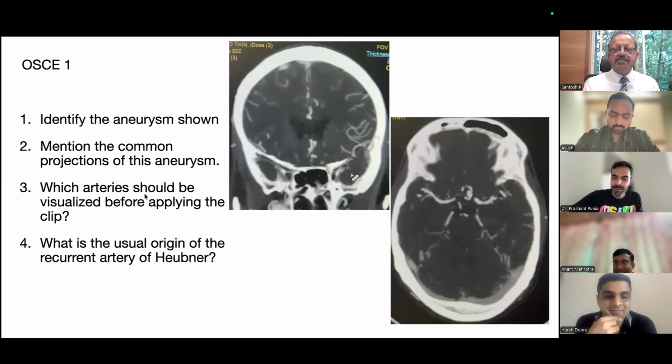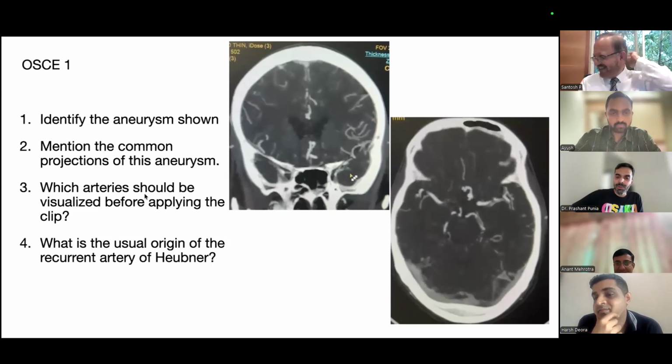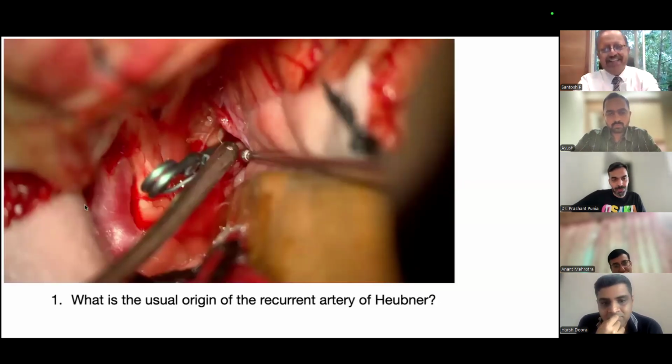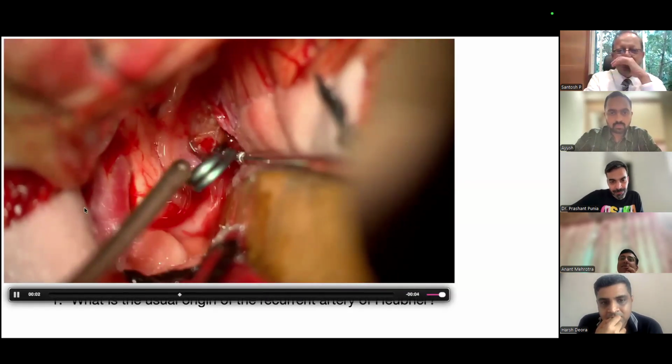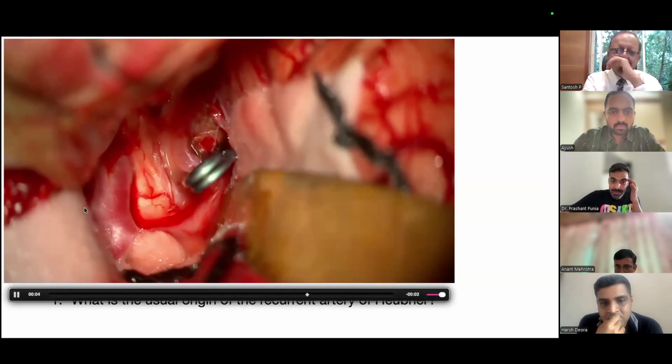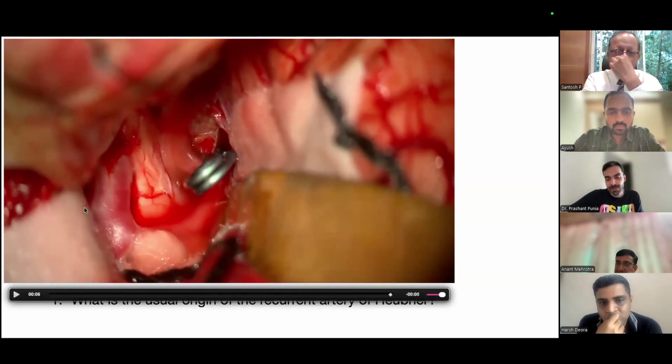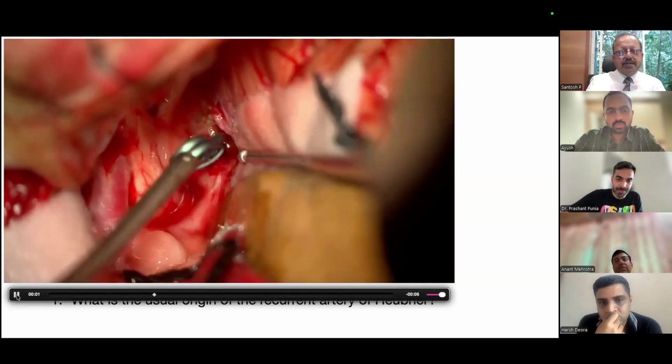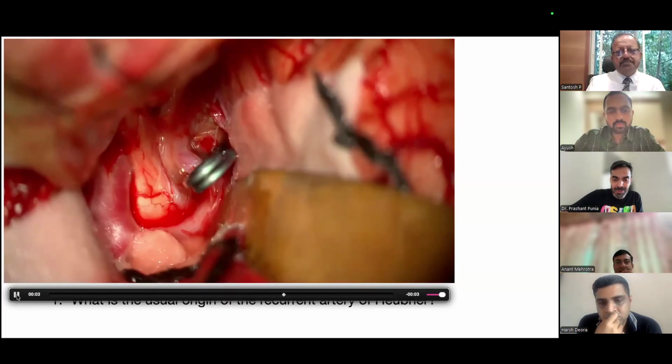Okay. Now, Ayush, about the recurrent artery of Heubner, can you identify the recurrent artery of Heubner here? And tell us why it is called a recurrent artery, what is its origin? And why is it so important? And what does it supply basically?